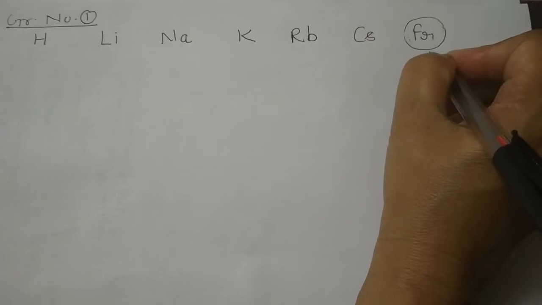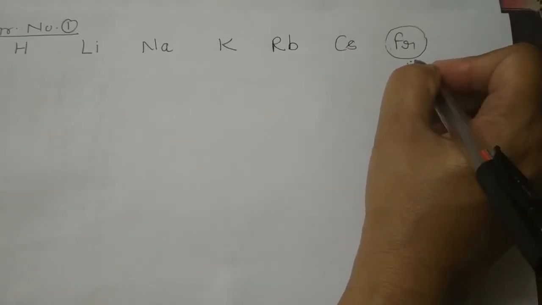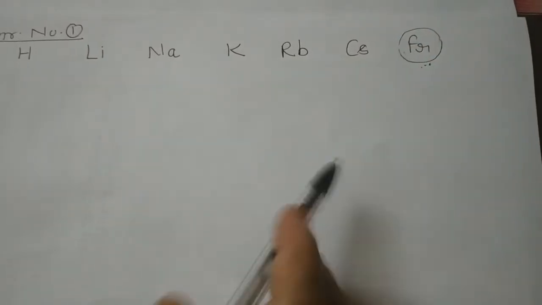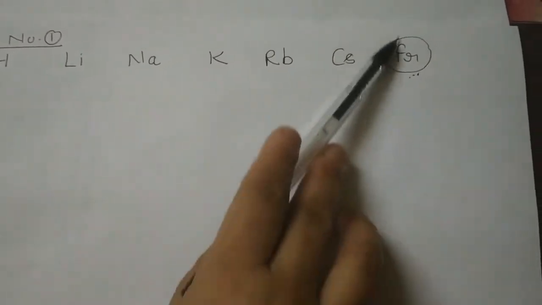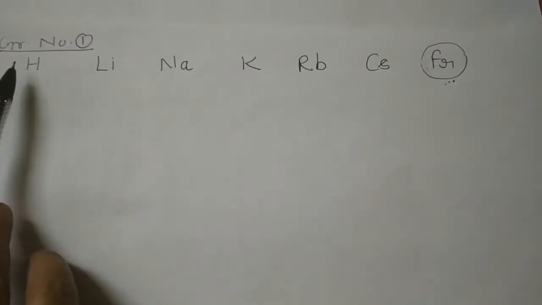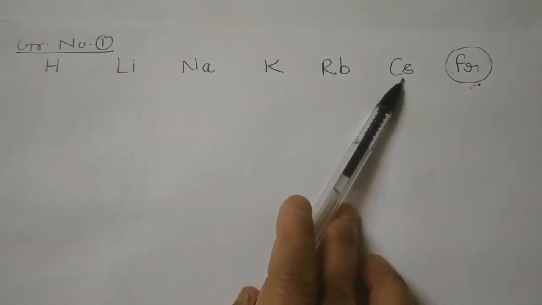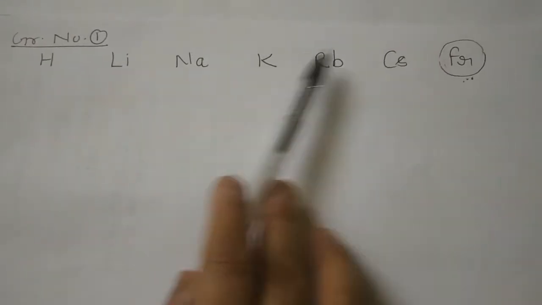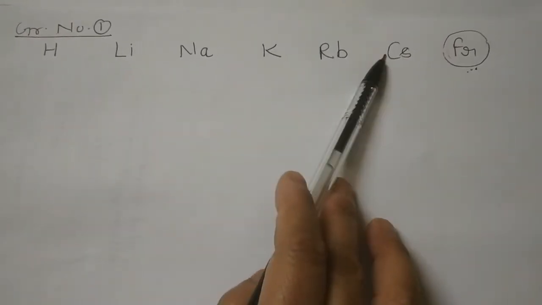Usually we do not consider francium. Why? Because it is a radioactive element, so sometimes it is not taken into consideration. So from hydrogen till cesium, they are present in the same group.